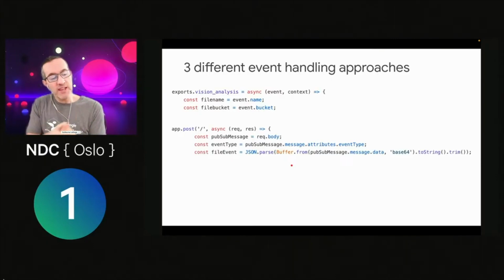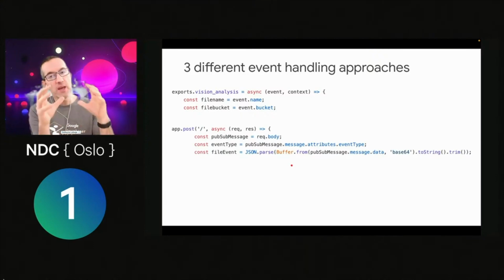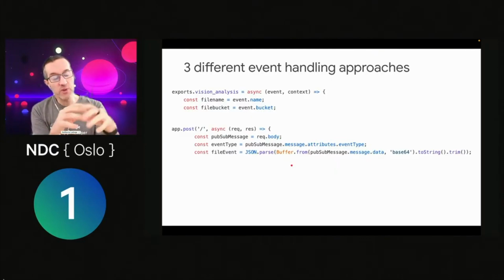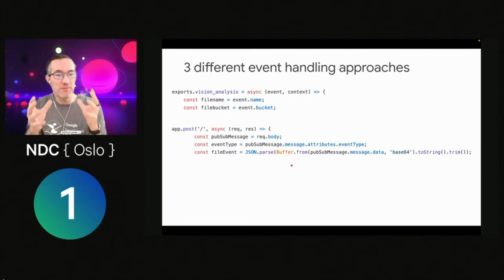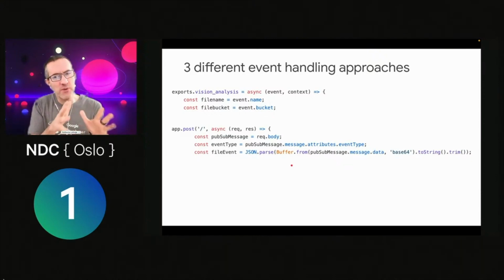Well, for Cloud Run, the wrapping is done automatically, but you have to do the unwrapping yourself in your service. You're receiving the Cloud Storage event, which is wrapped inside a Pub/Sub message, and the Pub/Sub message is wrapped into an HTTP request. So it's like onions that you have to peel one layer after another. So it's a different way of dealing with an event.